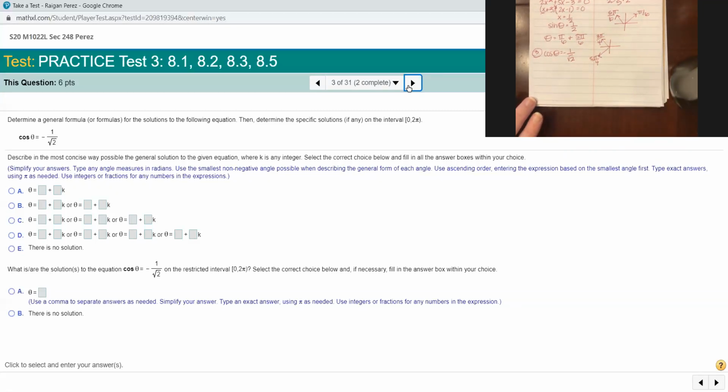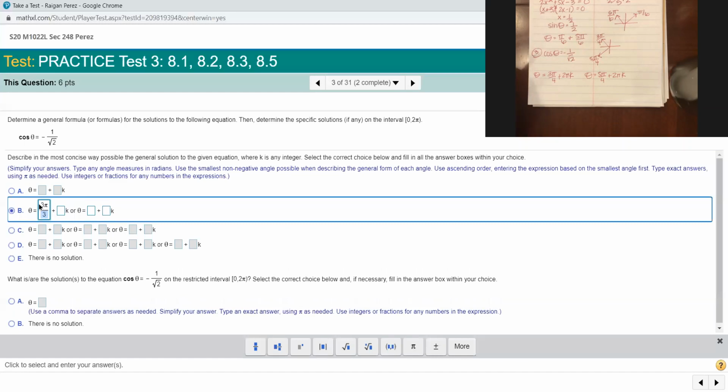For the first part, remember you're adding your period. You have two equations: theta is equal to 3 pi over 4 plus 2 pi k, and theta is equal to 5 pi over 4 plus 2 pi k. So that's part A. Go ahead and type that in real quick.